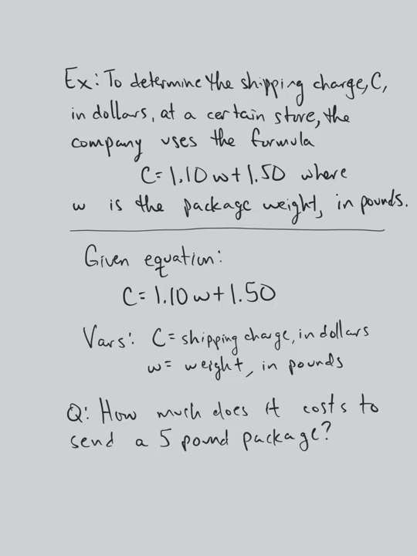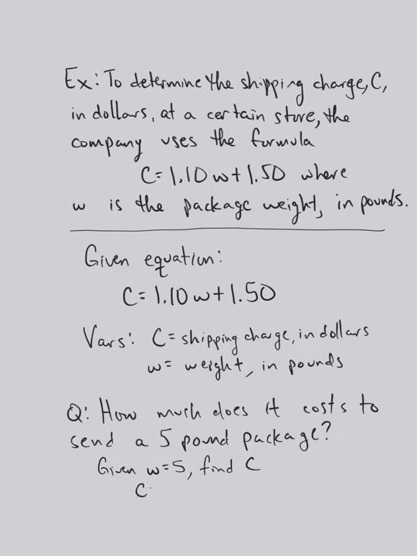Whenever you see a question like this, don't overthink it. We're given the equation, like I just said. Now look at the question: how much does it cost? Remember, one of our variables pertains to the cost to ship a 5-pound package. So this is a weight, and one of our variables is the weight. What we're given here is that W is equal to 5, and what are we trying to find? We're trying to find C.